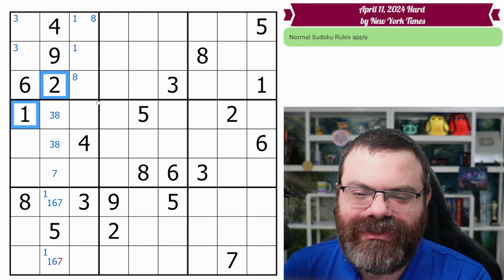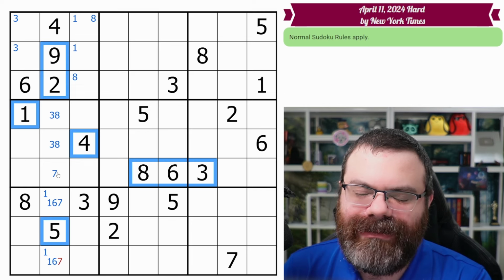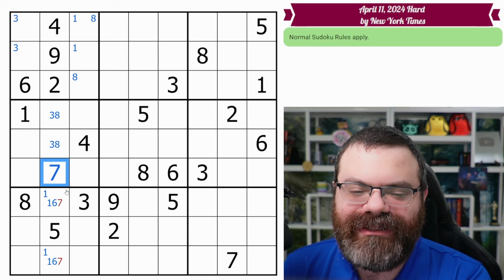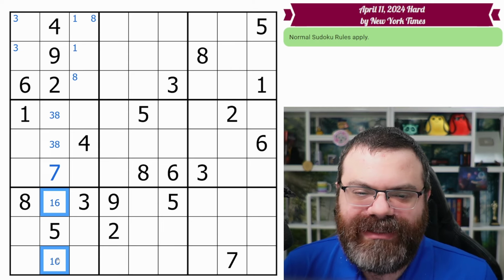So it can't be 1, 2, 3, 4, 5, 6, 8, or 9. So it needs to be a value, and it can't be any of the numbers except for 7. So it's going to be a 7. That's called a naked single. All right, we're left with a 1, 6 pair down here.